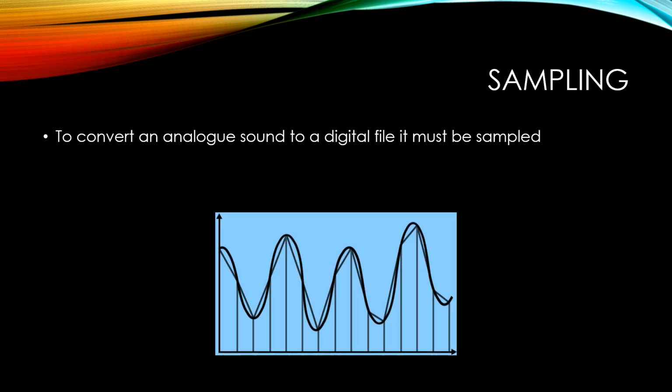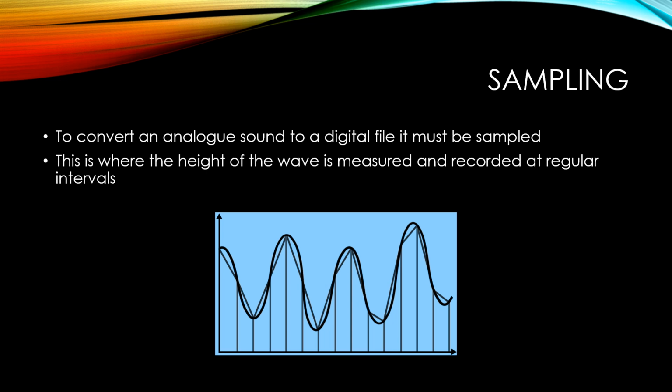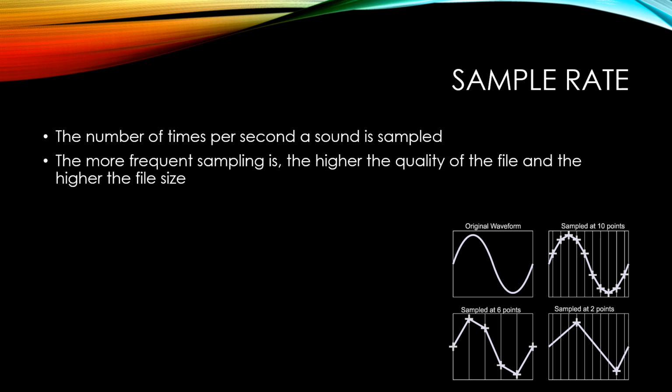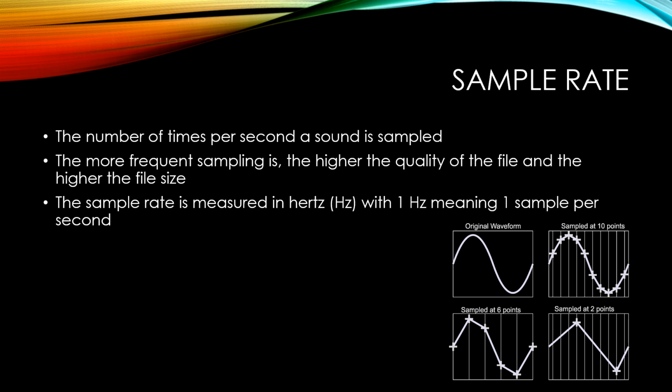To convert an analog sound wave into a digital sound file, it must be sampled. This means the height of the wave is measured and recorded at regular intervals. The sample rate is the number of times per second a sound is sampled. The more frequent sampling is, the higher the quality of the file, but also the higher the file size because you've recorded more samples. Sample rates are measured in hertz, with 1 hertz meaning 1 sample per second. WAV music files that you would find on most CDs are sampled at approximately 44,100 hertz.